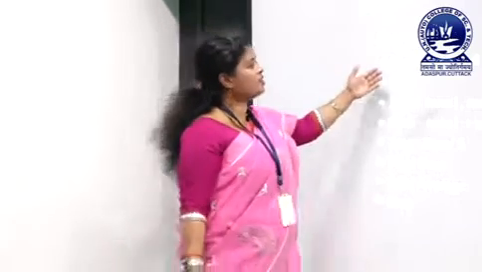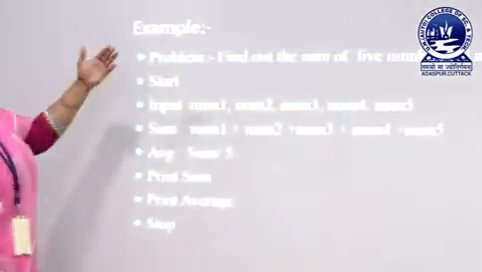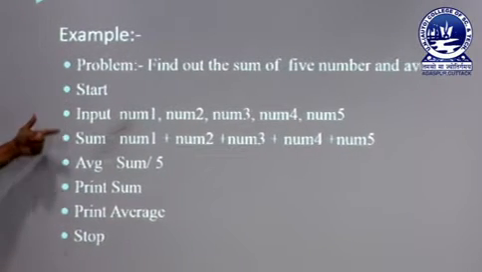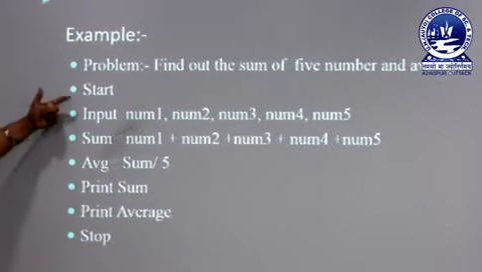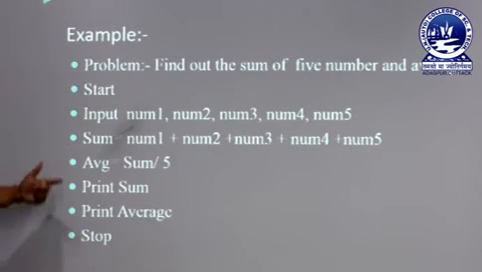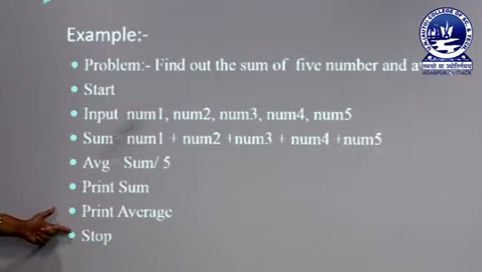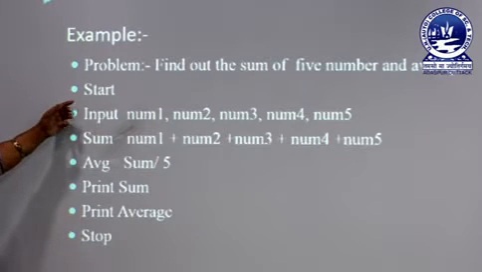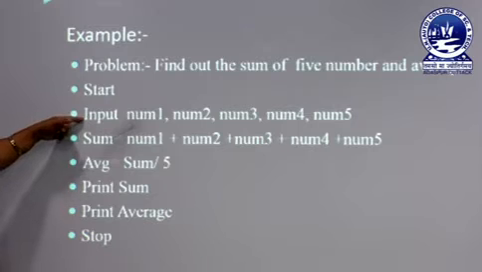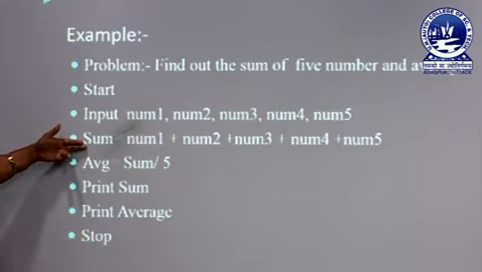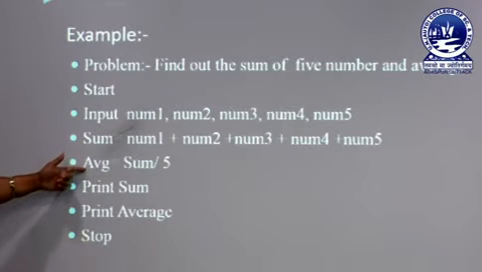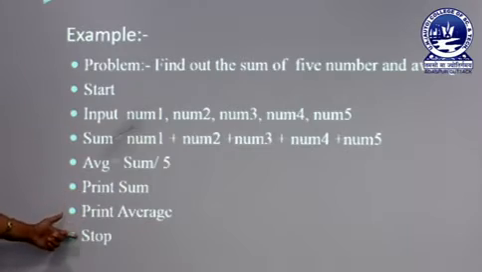Let the question be: find out the sum of 5 numbers and the average. In this case I have already explained that there must be a starting point and there must be an ending point. Starting point is represented as start and ending point is represented as stop or maybe end. Here I have used num1, num2, num3, num4, num5 as 5 variables, and I have inputted 5 values here, and at the next step I have added 5 values and stored the result as sum. Then in the next step I have calculated the average and then print sum, then print average, then stop.